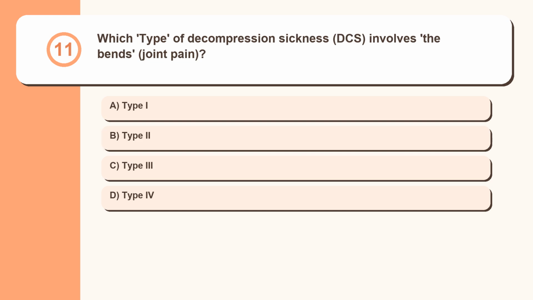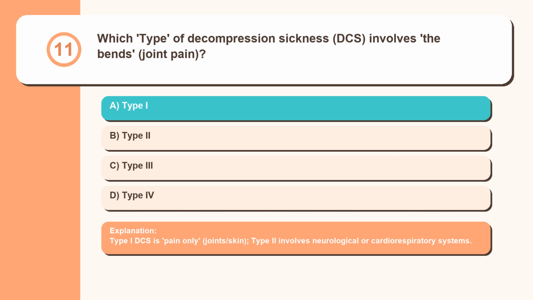Question 11. Which type of decompression sickness, DCS, involves the bends, joint pain? Type 1, Type 2, Type 3, Type 4. Type 1 DCS is pain-only, joints and skin. Type 2 involves neurological or cardiorespiratory systems.